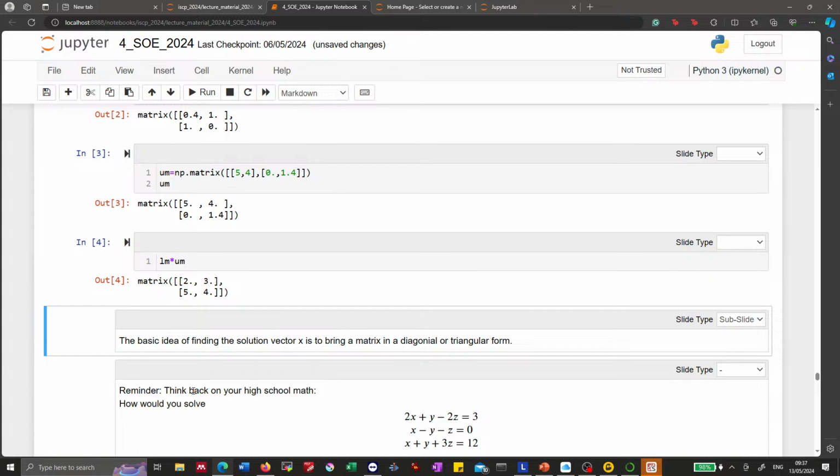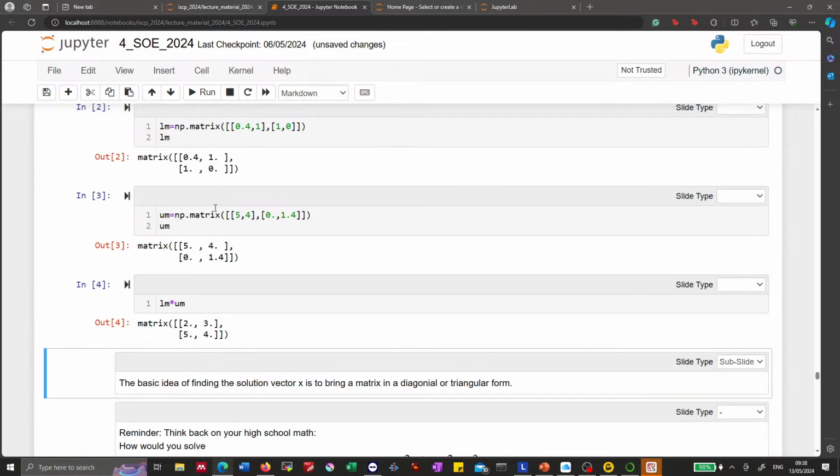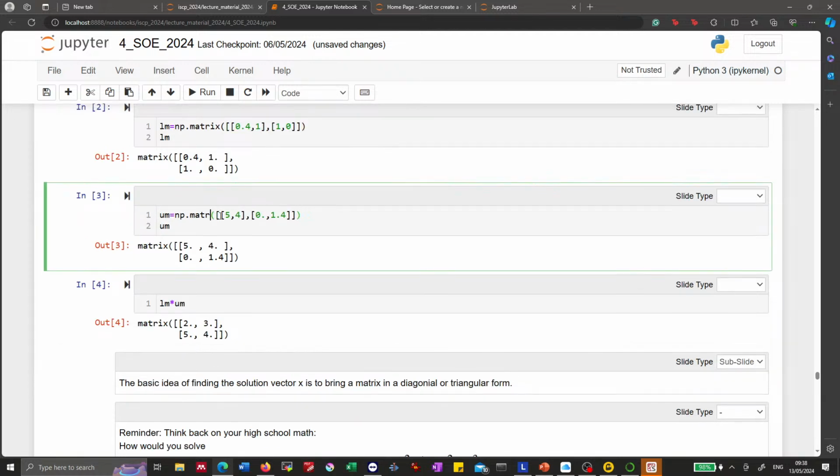So here I have matrix multiplication, right? Ln times Um. And we said, don't use the multiplication sign, you get weird results. Remember? Element-wise. But here it's correct because I defined Lm as matrix and not as array, right? So if you go back here, change this to array, then it makes sense. More array.